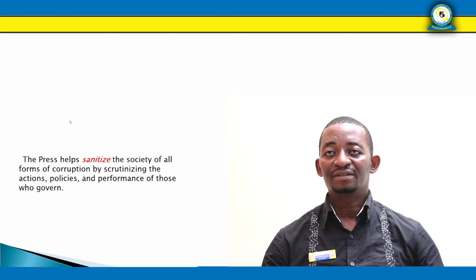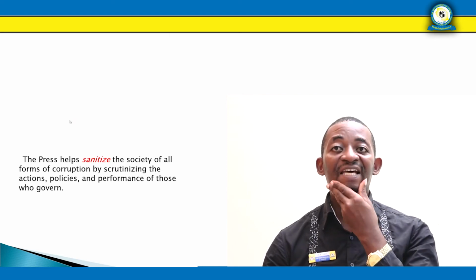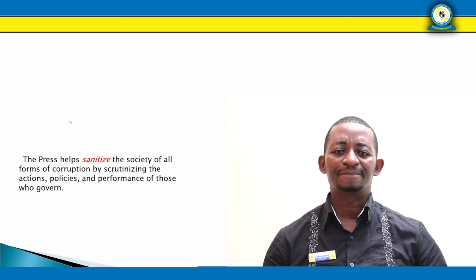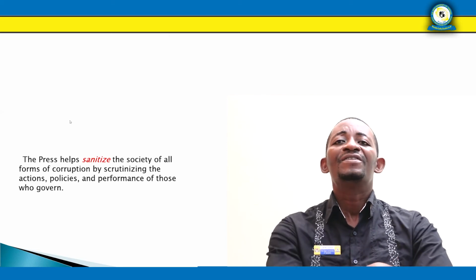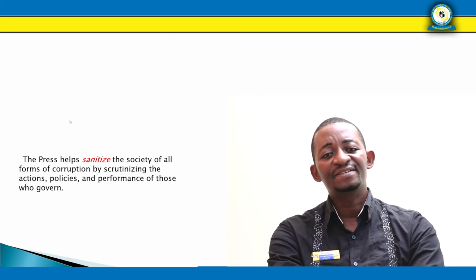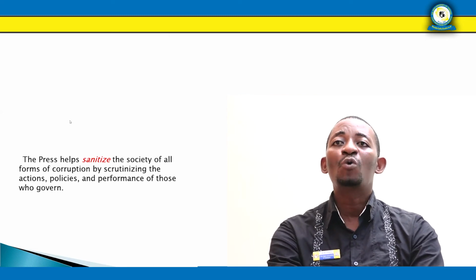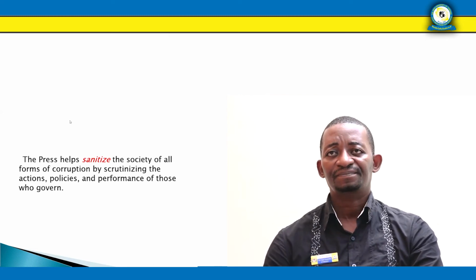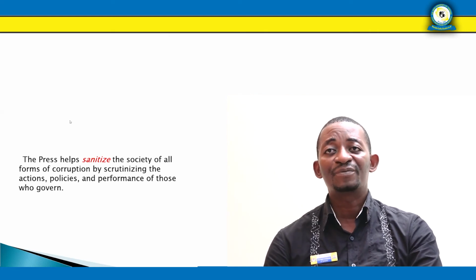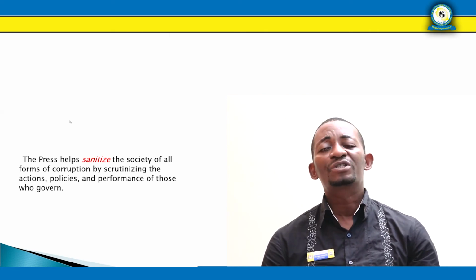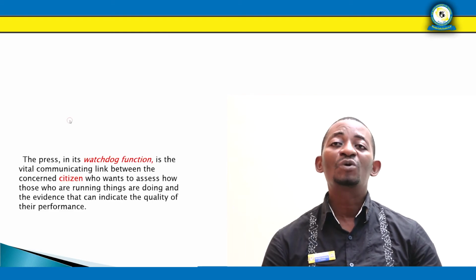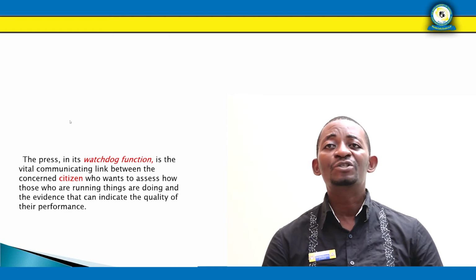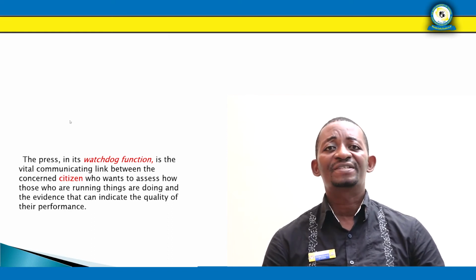So the press itself helps to sanitize the society, to cleanse the society of all forms of corruption by scrutinizing the actions, the policies, and performance of those who are in the top authority. That's one function of the press. They're going to scrutinize those in power. What are they doing up there? Are they being socially responsible to the citizens whom they're serving?